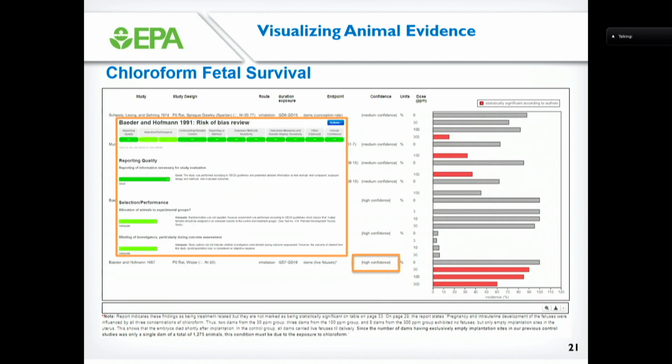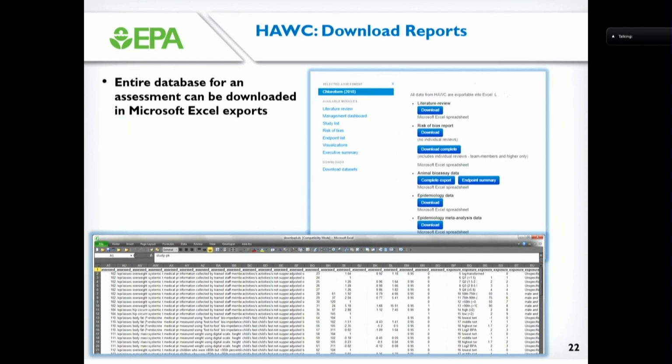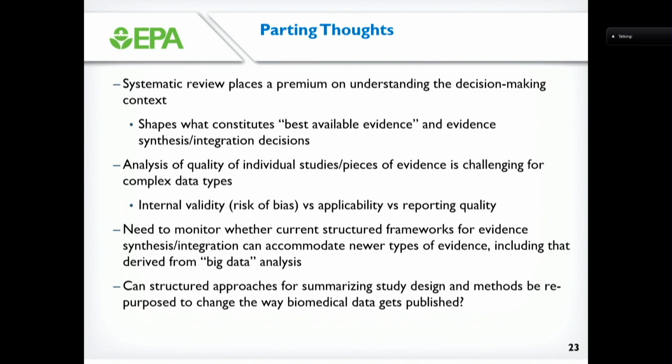And then you can also access the determinations made about individual study quality assessment. And you can download the extraction. And it's granular enough that you can do a meta-analysis on it. So this is for epi studies, in vitro studies, animal studies, and it also includes the ability to download the judgments. So just some parting thoughts.